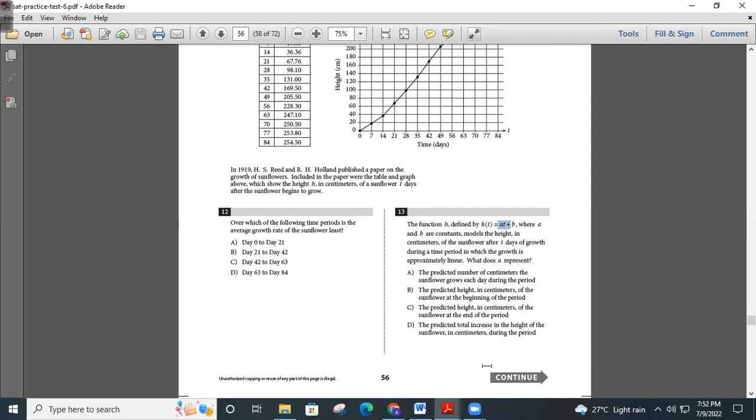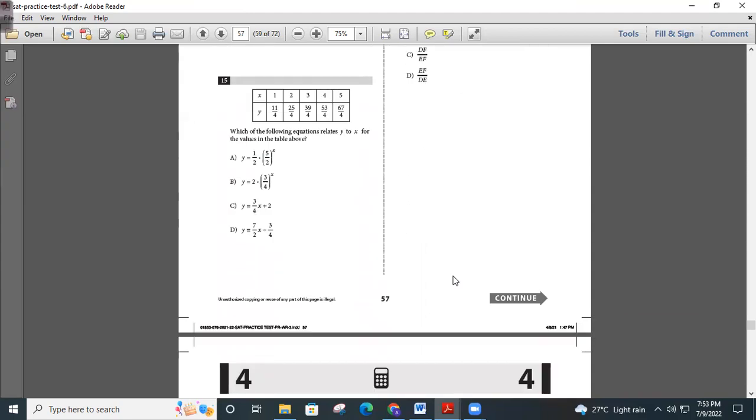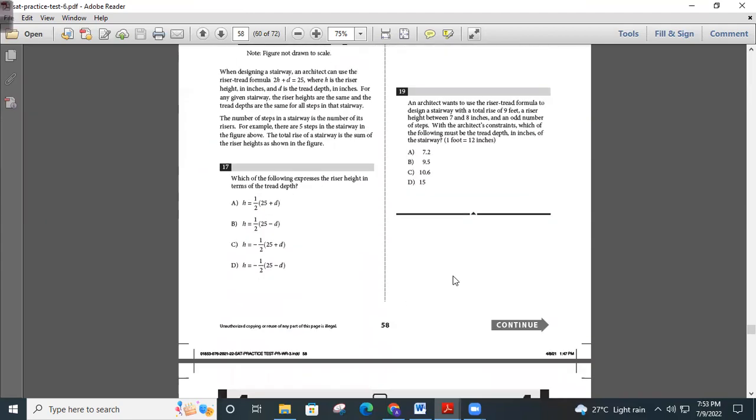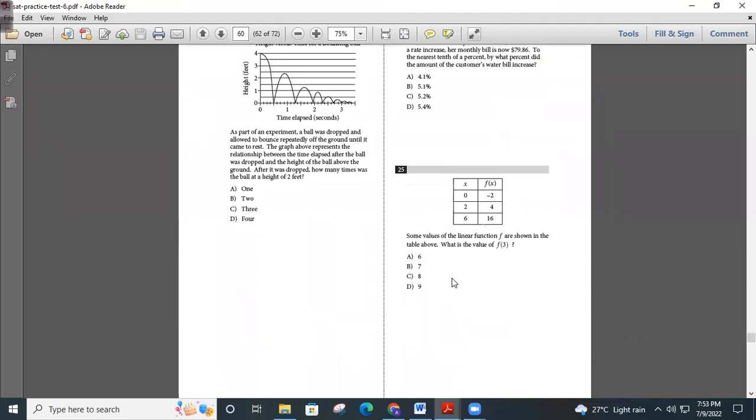Total increase. So per day it is increasing by A. For t days it will increase by at. So the predicted total increase is no way A. So A should be the answer, because what is the change in Y when X changes by 1 unit? Such a simple question. So A is your correct answer here.